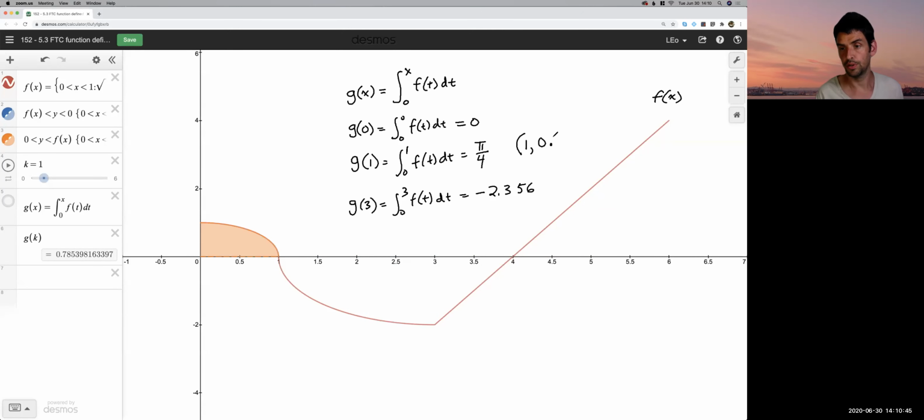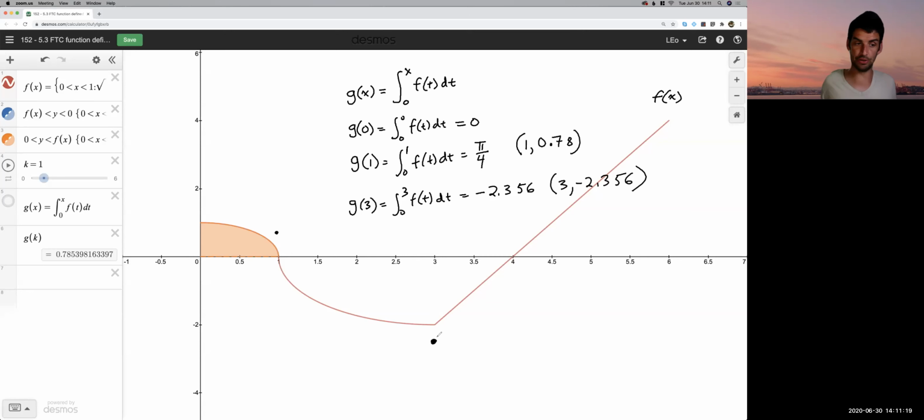So 0.78. That should be a point on the graph of G. If I look at the next line, I see that the point (3, -2.356) should also be on the graph of G, right? So let's put these in. 1.78 is approximately here. 3, negative 2.3. Let's see, eyeballing it, maybe down here somewhere. There are two points on the graph of G.